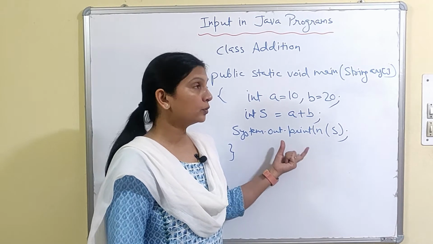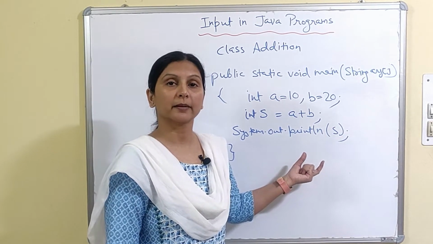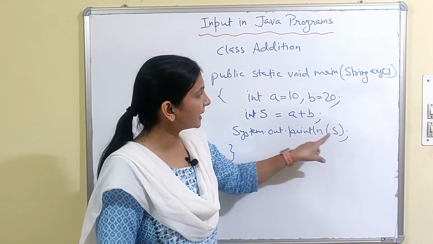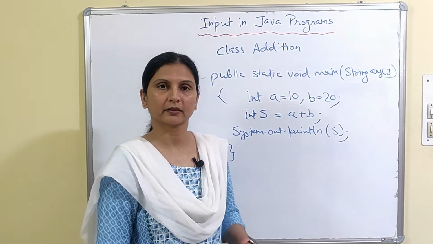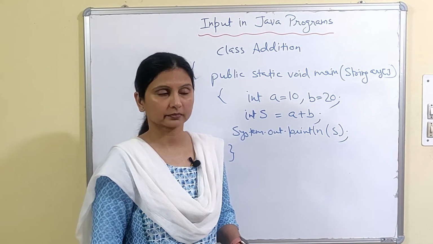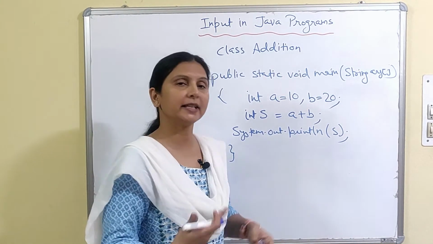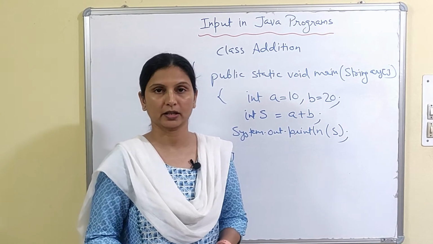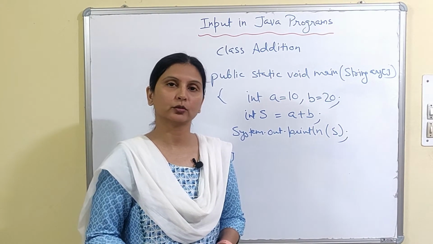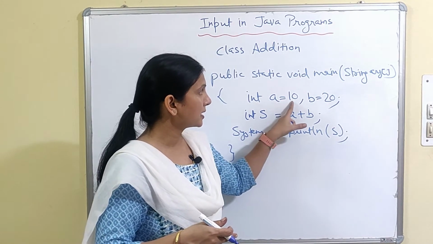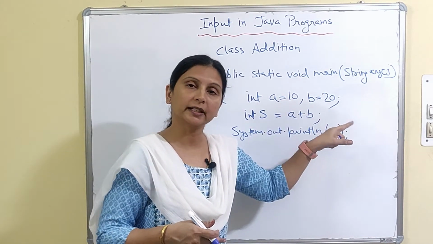But when you execute this program, what will be output? Output will always be 10 plus 20, 30. Isn't it? Value will always be 30. But if you want to execute the program with different values, in that case, what will you do? Again, you will open the program and change the values. Instead of 10, 20, you will get 30, 40 and see the result.